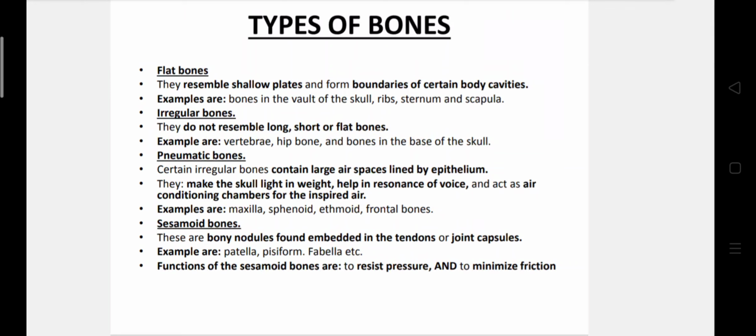Sesamoid bones. They are bony nodules found embedded in the tendons or joint capsules. Examples are patella, pisiform, fibula, etc. Functions of the sesamoid bones are to resist pressure and to minimize friction.